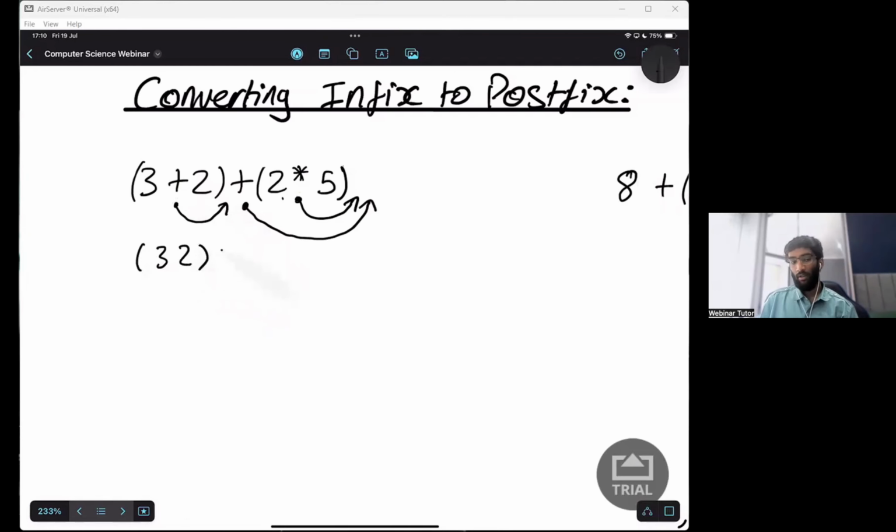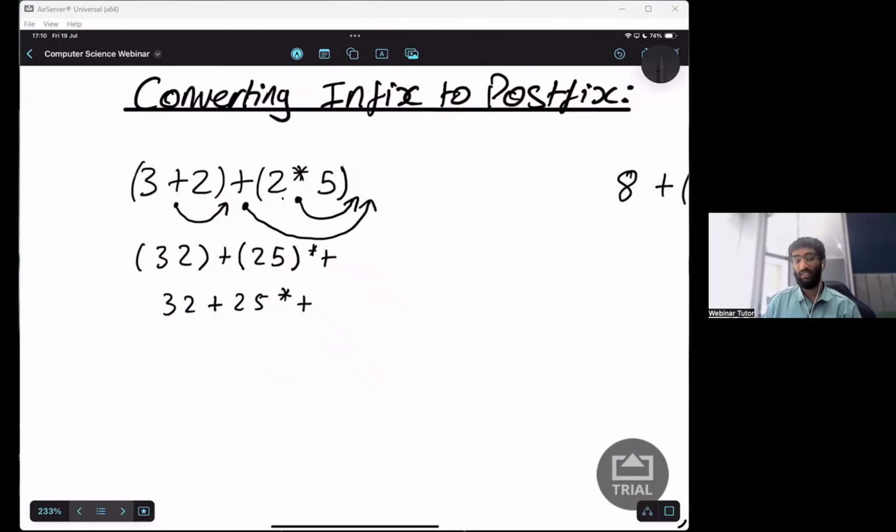Then we're going to put the plus as it needs to be, because this one has been moved over here. We're going to do open bracket, 2. And since the multiplication has also been moved out, we don't put the multiplication, then we do 5, close bracket. Now here we put the multiplication and then we put the plus. And then last, we remove all of the brackets to get 3, 2 plus, 2, 5 multiplication plus.